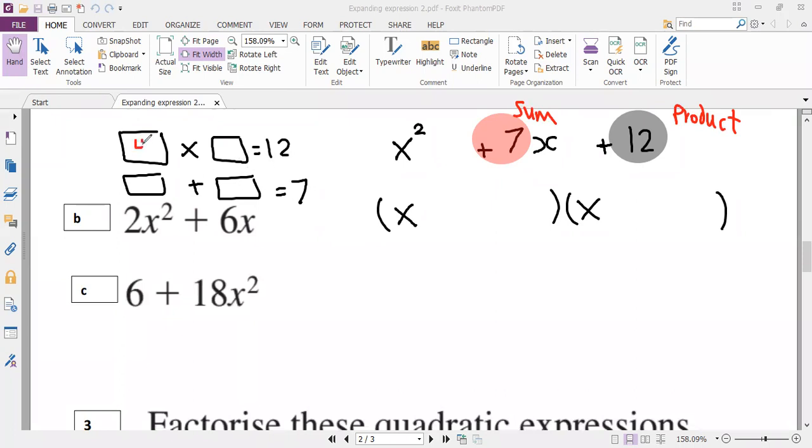So the two numbers are 4 and 3. When multiplying them, we get 12. And when adding them, we get 7. So write plus 4 and plus 3.